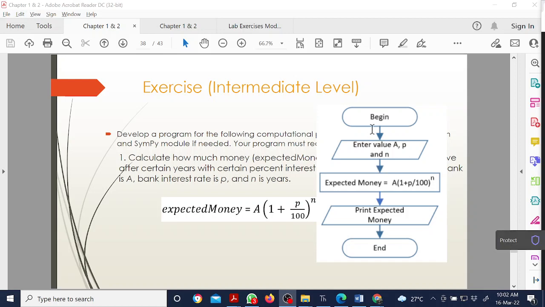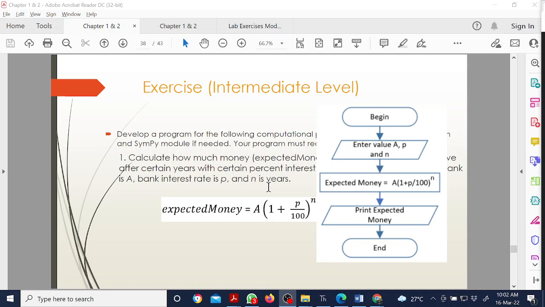Okay, so for today we are going to discuss our exercise, the one that I gave you last Monday. For this one, expected money. I have looked at your answers in Padlet.